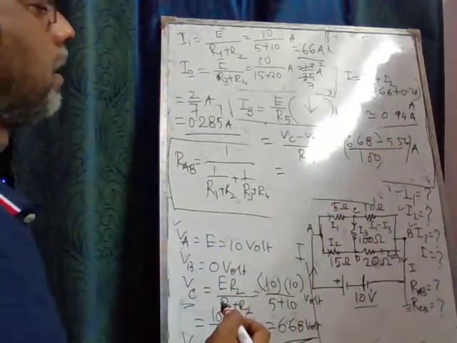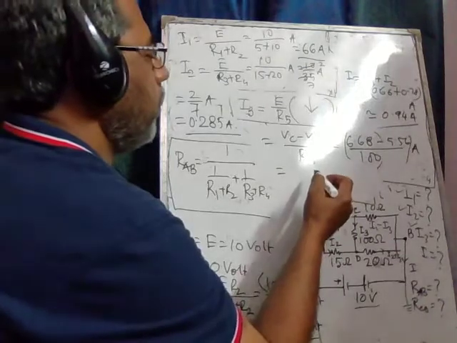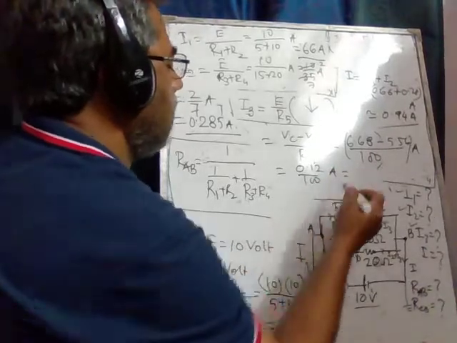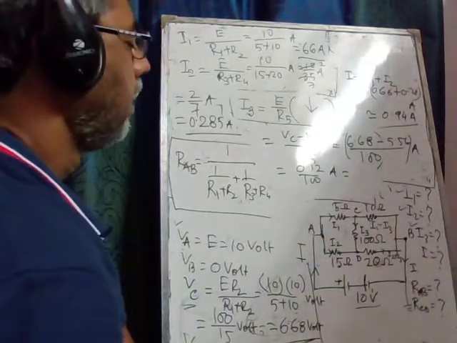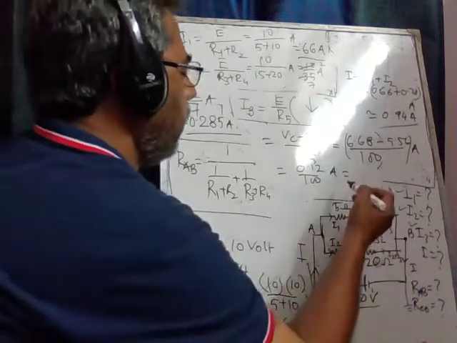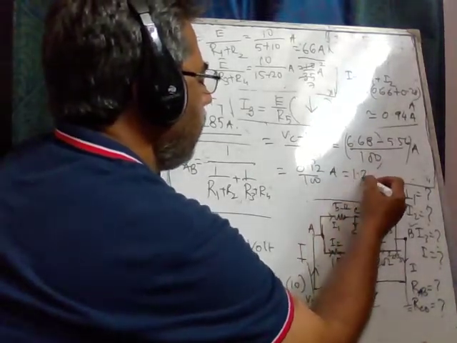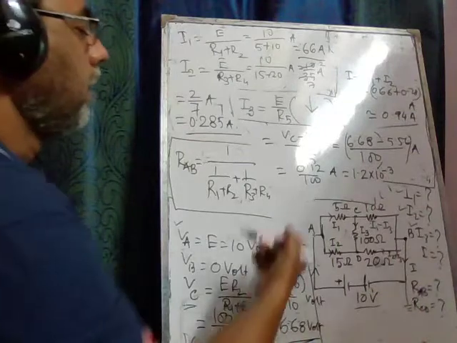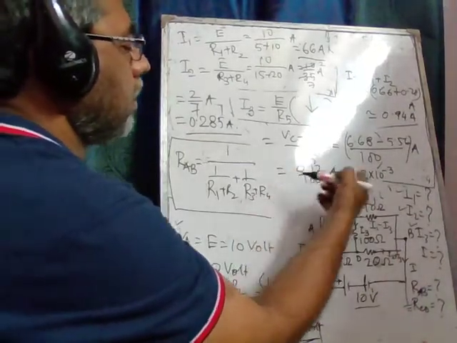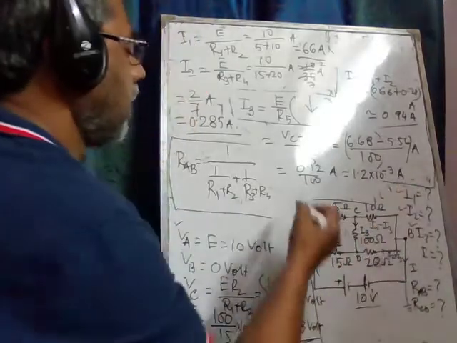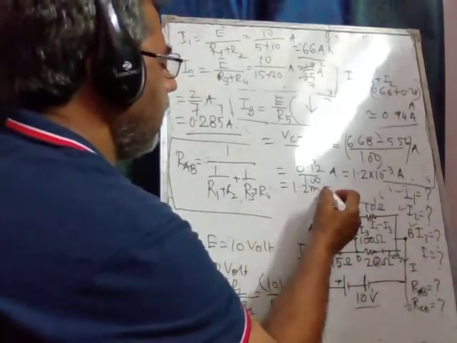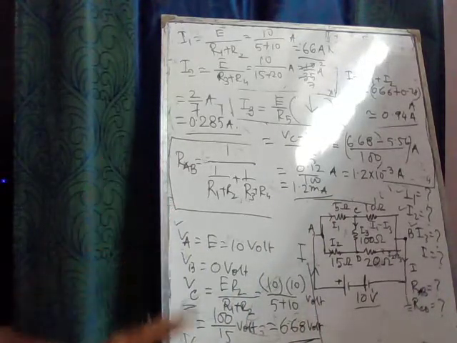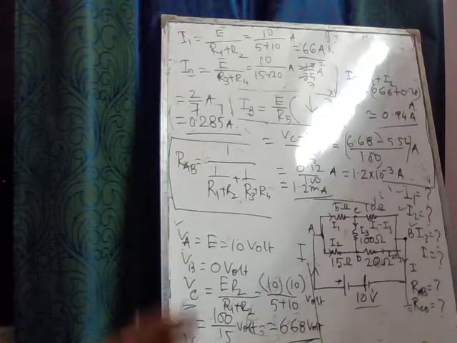So how much? This is nothing but 0.12 over 100 ampere, and this is approximately 1.2 times 10 to the power minus 3 ampere. So the current through the branch is 1.2 milliampere, right? So we have all components which we have intended to discuss here.